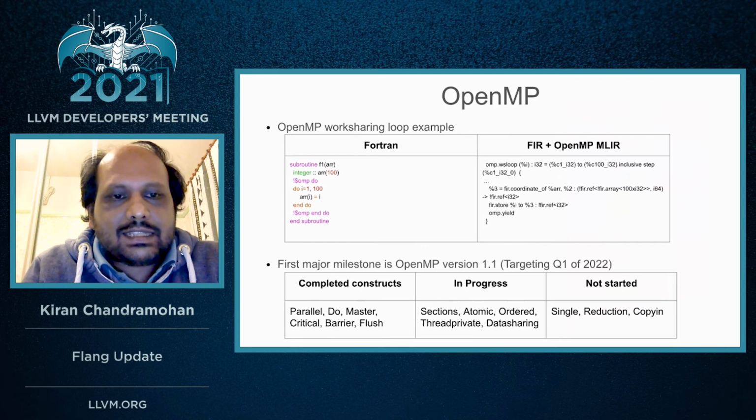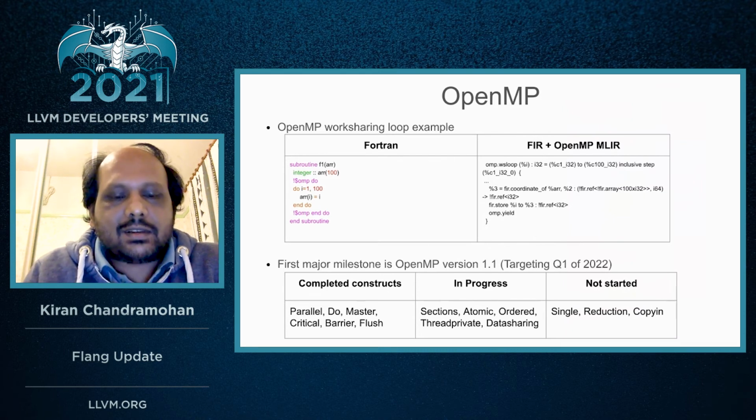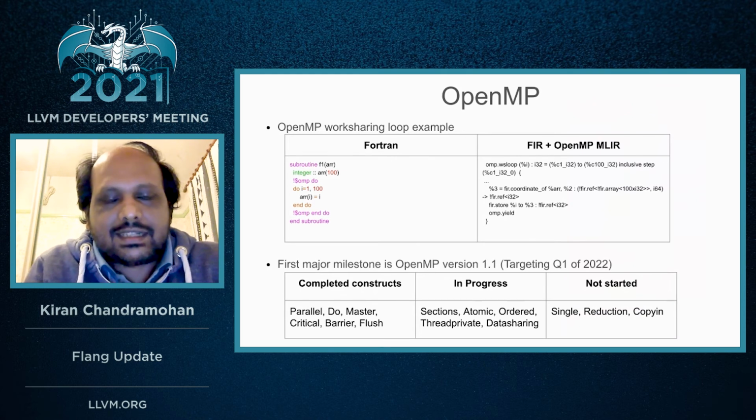So the first major milestone that we have for OpenMP support is version 1.1, and we are targeting to complete this by the end of the first quarter of next year. So OpenMP 1.1 has all the major constructs and clauses like parallel, work sharing loop, reduction, etc. And these constructs and clauses are widely and commonly used in various applications.